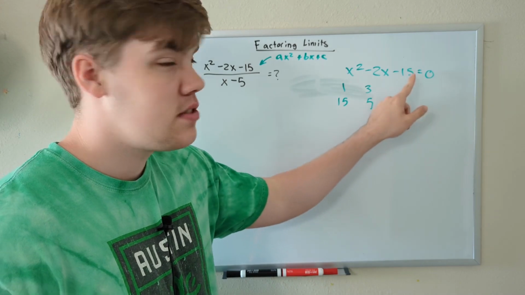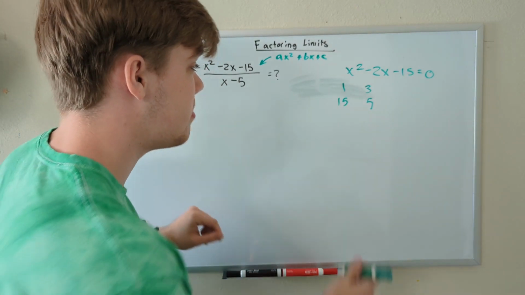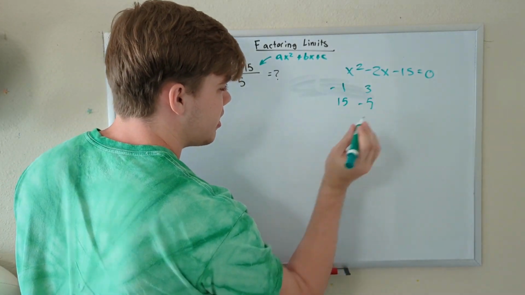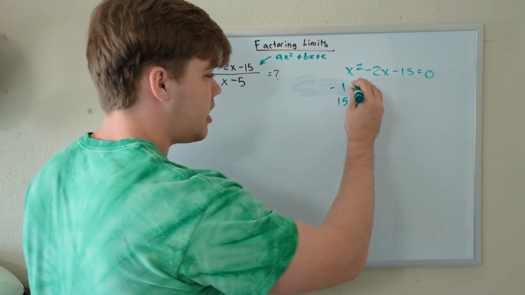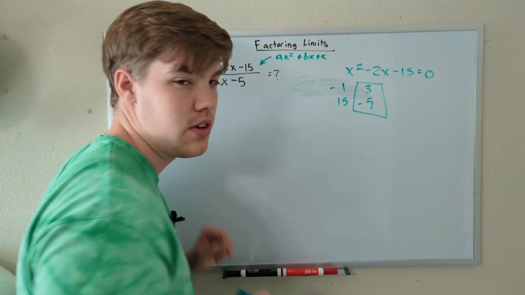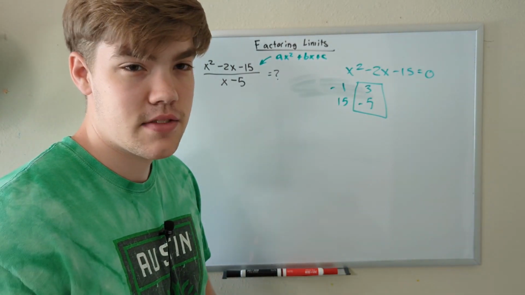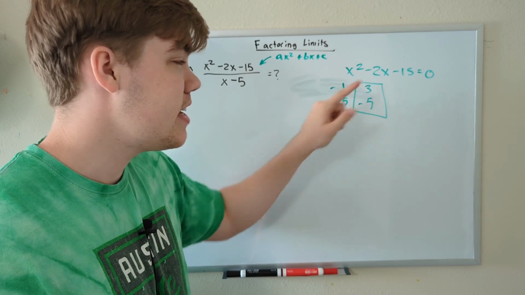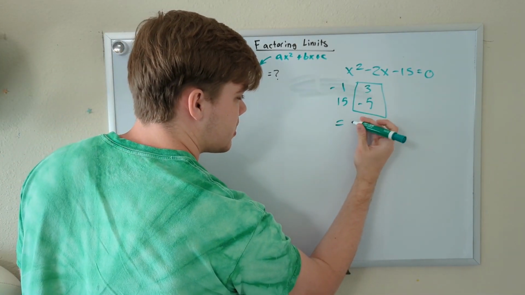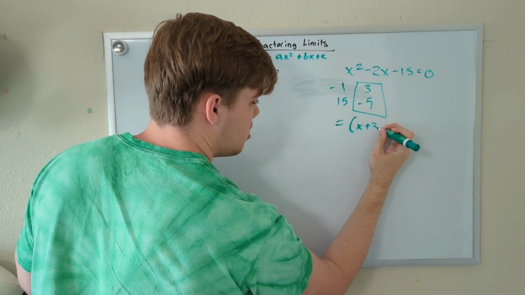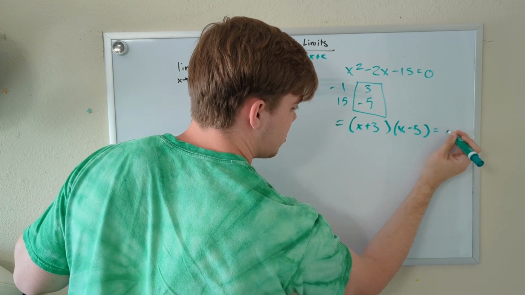But you may also notice that this 15 is negative, so one of these two also has to be negative. So it could be 1, it could be negative 1, it could be negative 5. We'll just use that as the example here. Now this one is piquing my interest. 3 times negative 5 does equal negative 15. If we add negative 5 to 3, we get negative 2, which means that 3 and negative 5 are our factors. So x plus 3 and x minus 5 equals 0.